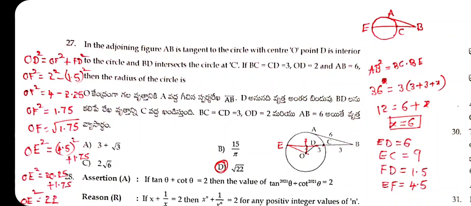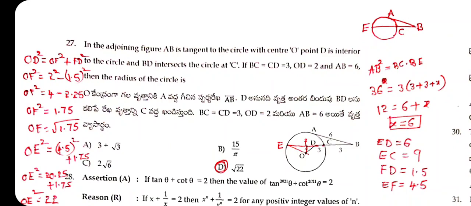In the adjoining figure, AB is a tangent to the circle with center O, and point D is interior to the circle. BD intersects the circle at C, BC and CD are 3, OD is 2, and AB is 6. Then find the radius of the circle. See here, I will say the process. If you don't understand, I will explain these problems on the board, because you can't understand if I explain on this paper, but I will say the process.